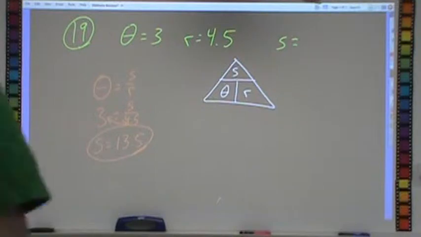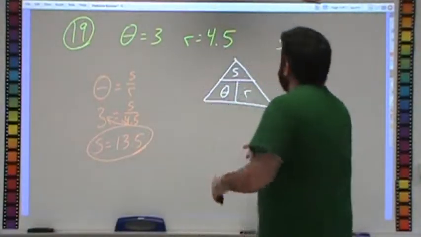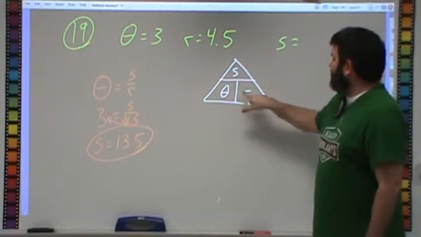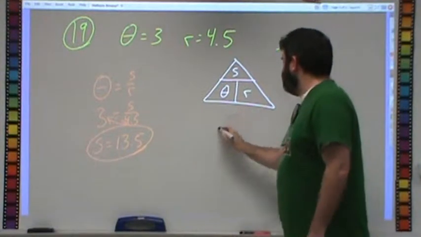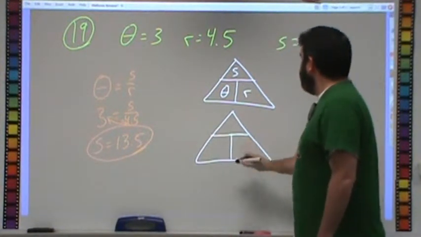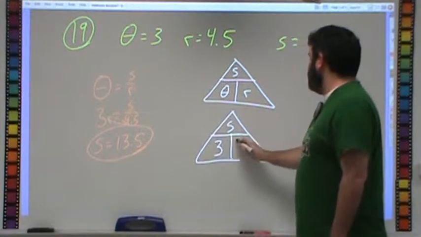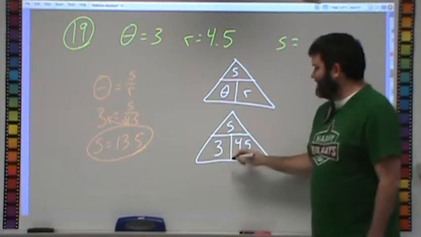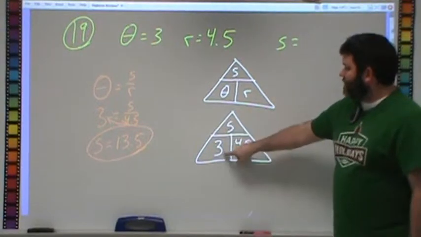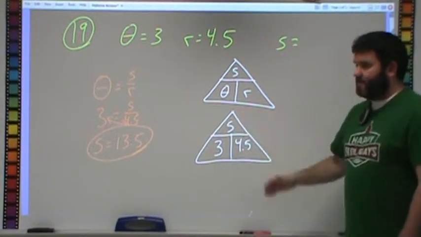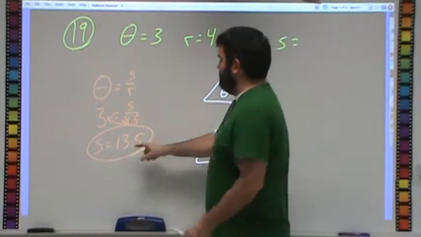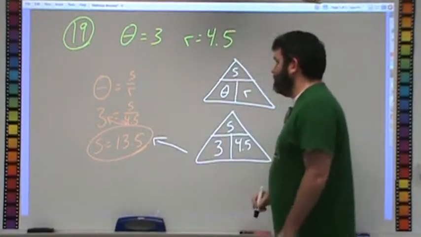All right, continuing this on after we've been interrupted. So the triangle S over theta and R, we plug in what we know. I don't know S. I know that theta is 3. I know that R is 4.5. If your numbers are side by side, you multiply. If your numbers are stacked, you divide. So 3 times 4.5 still gives me, of course, the 13.5.